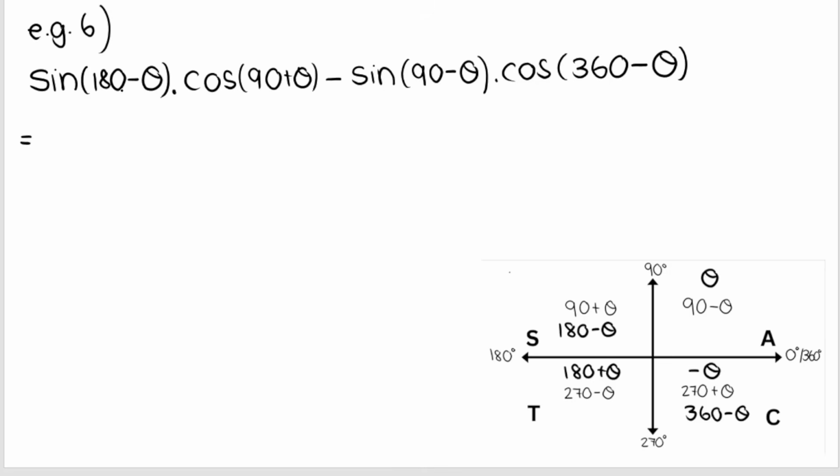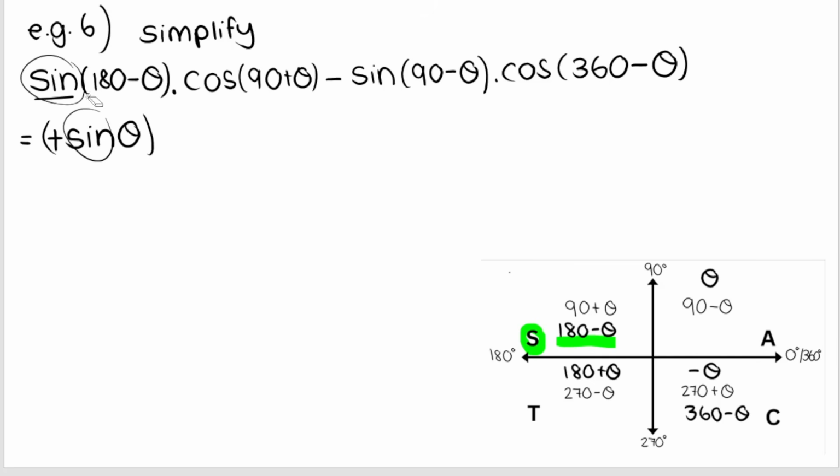Sin of 180, so the question will say simplify. Sin of 180 minus theta, 180 minus is here in the quadrant where sin is positive. And I'm dealing with sin, so it's going to be positive sin theta. Okay, you do not change this from a sin to a cos because 180, that's not a cofunction. We only do it with 90 and 270.